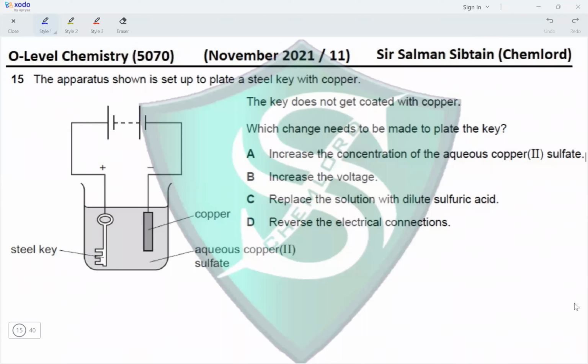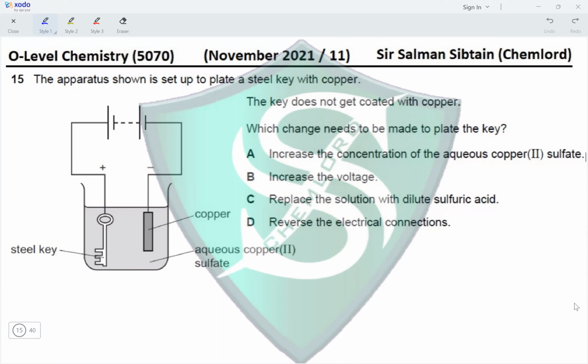Question 15. The apparatus shown is set up to plate a steel key with copper. The key does not get coated with copper. Okay, so the key is attached at the anode. So anode is where oxidation occurs, so the key would undergo oxidation.